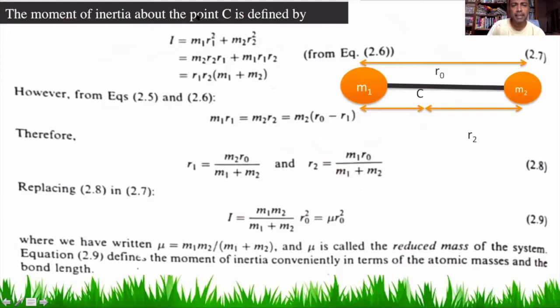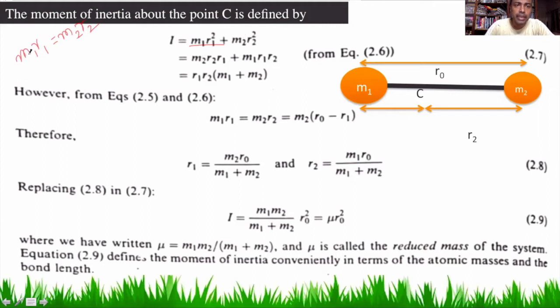Since it is balanced, and as we all know, the moment of inertia is m r square, the total moment of inertia should be I equal to m1 r1 square plus m2 r2 square. You all know that m1 r1 equals m2 r2, and the moment of inertia is represented by the mass of the component into the radius of the component squared. So I write the total moment of inertia as m1 r1 square plus m2 r2 square.